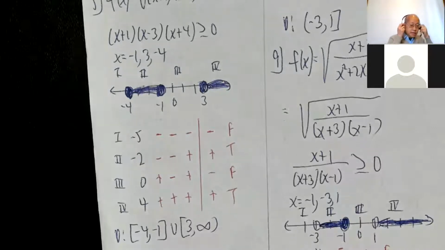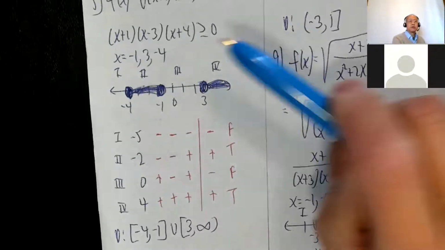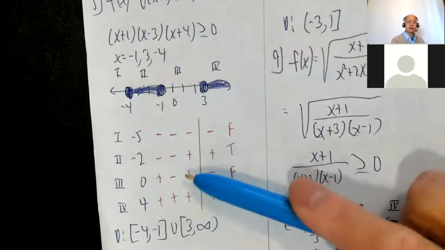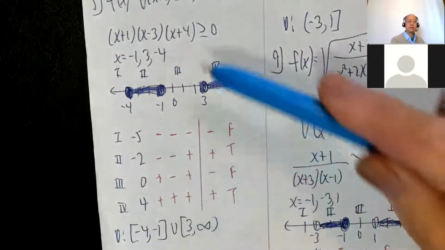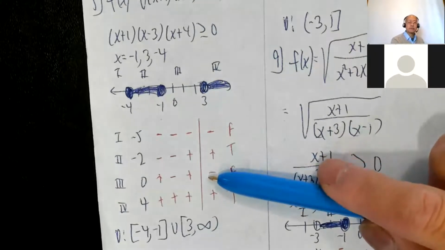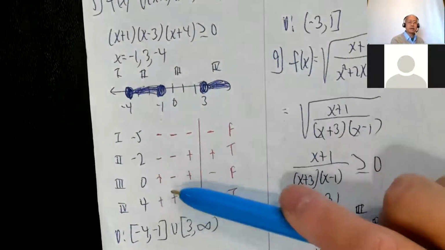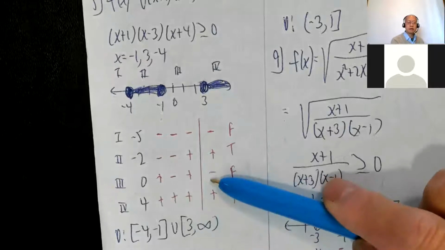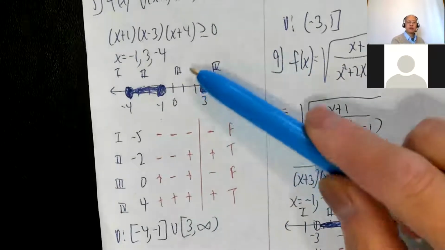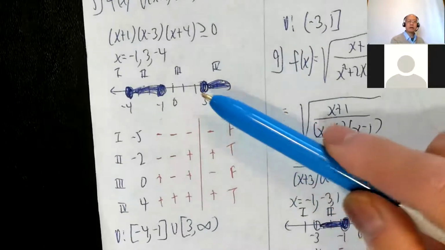Region 3, I decided on 0. So 0 plus 1, positive. 0 minus 3, negative. 0 plus 4, positive. So what's a positive times a negative times a positive? Negative. Negative greater than or equal to 0? No, that's false. Do not shade in region 3.